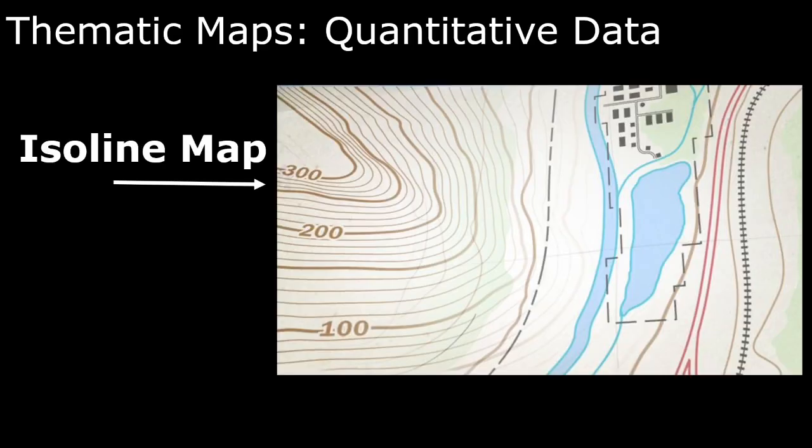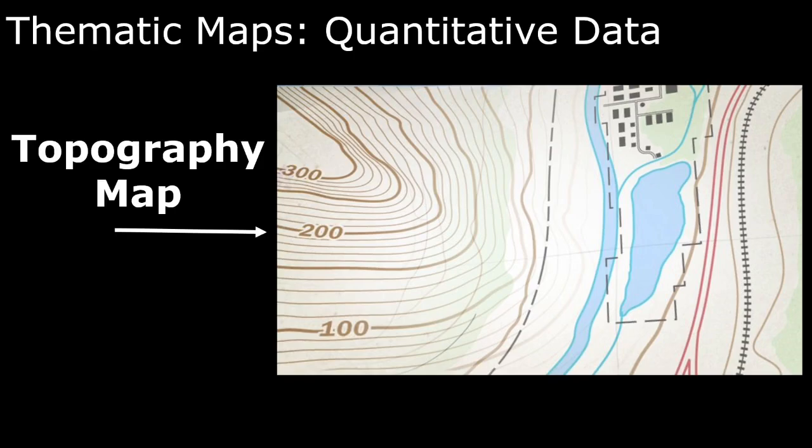And finally is an isoline map, and this uses lines to display data. The closer the lines together, the more similarities there are. The farther apart, the less change, the less similarities there are. This is a topography map, and this is an isoline map because we use lines, but it shows changes in elevation. Elevation is just the distance you are from the sea, and that's a concept you do need to know. And we represent these on our topography maps, also known as isoline maps.